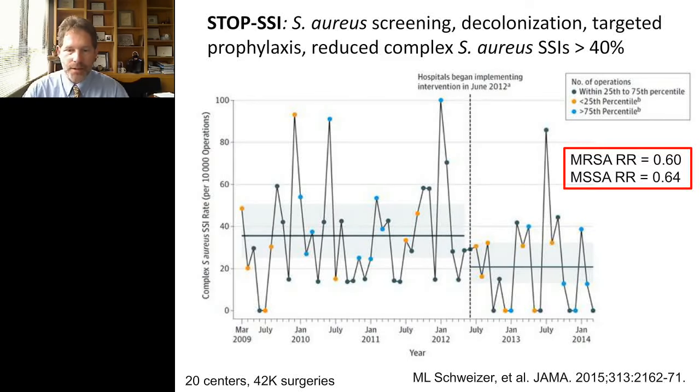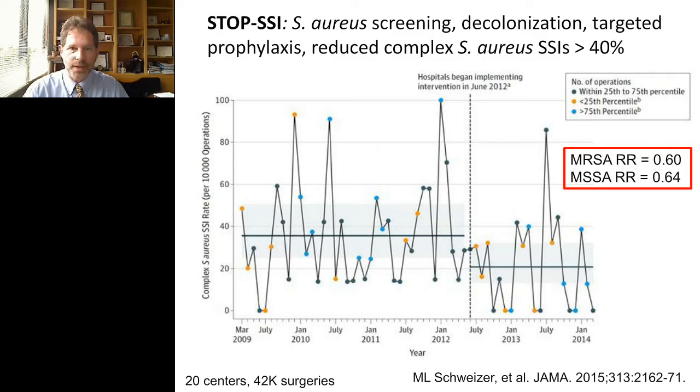This was followed by a more recent study that was actually coordinated out of University of Iowa here, where Marin Schweizer and her colleagues coordinated a 20-center observational intervention study involving over 42,000 surgeries. So this was really a pragmatic study to look at sort of proof of concept. Is the intervention that was done in this randomized controlled trial, if you do it across a large healthcare system, can you also see a similar reduction?